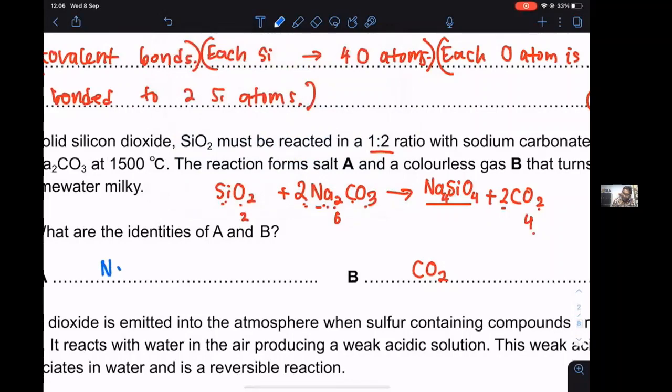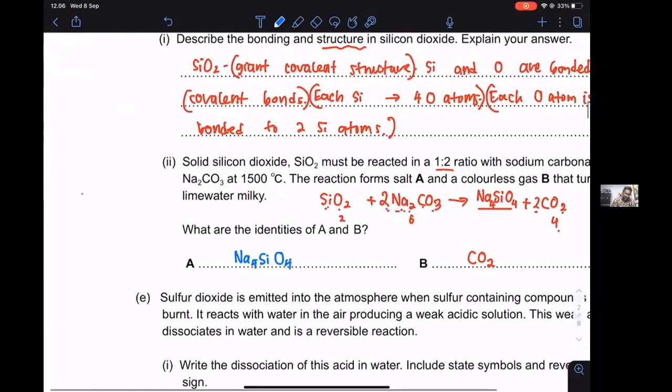supposed to be Na4SiO4. Most of you would have answered NaSiO3, not accepted. You must follow this ratio because we are talking about the ratio of 1 and 2. You just need to follow the question.